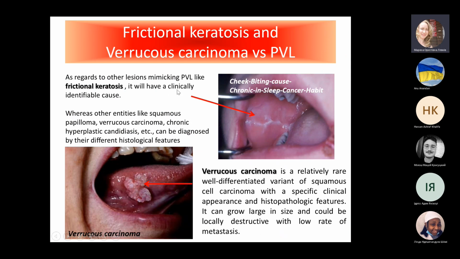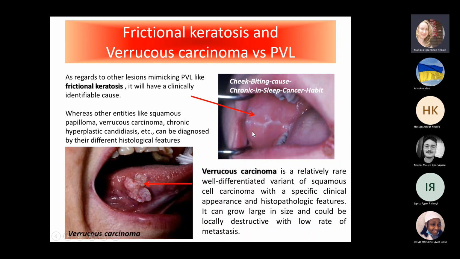Frictional keratosis and verrucous carcinoma. As regards other lesions that mimic proliferative verrucous leukoplakia, like frictional keratosis, it will have a clinically identifiable cause. So the dentist can ask the patient about a bad habit of cheek biting. And actually, this is a chronic precancer habit, by the way. Cheek biting, a chronic precancer habit.